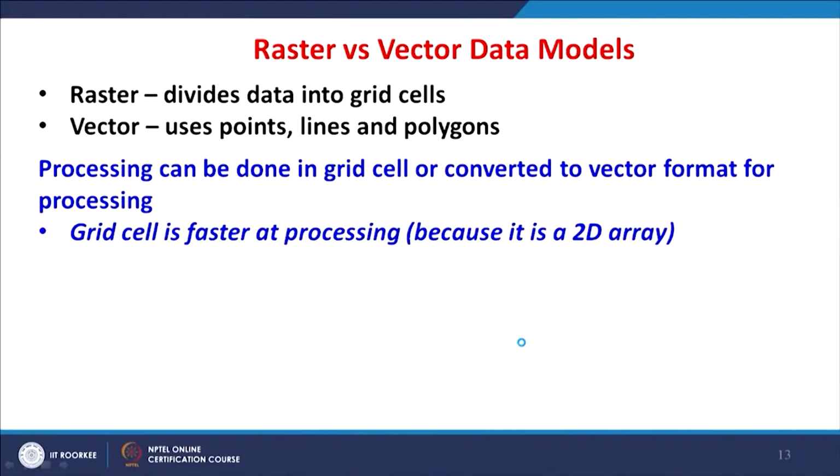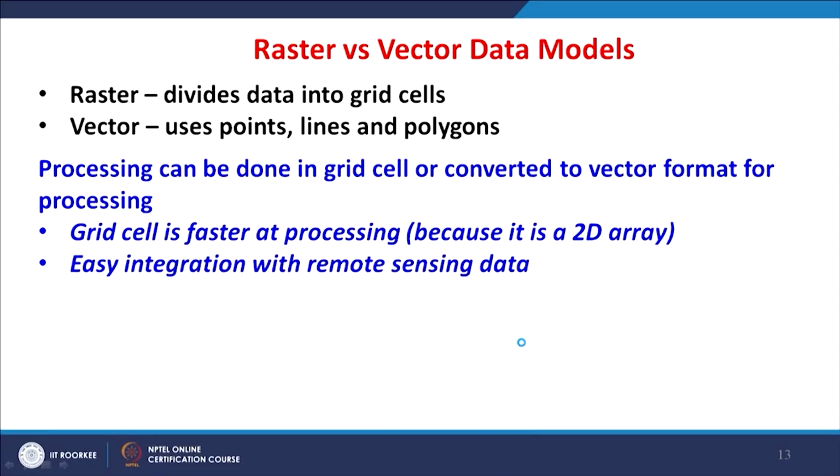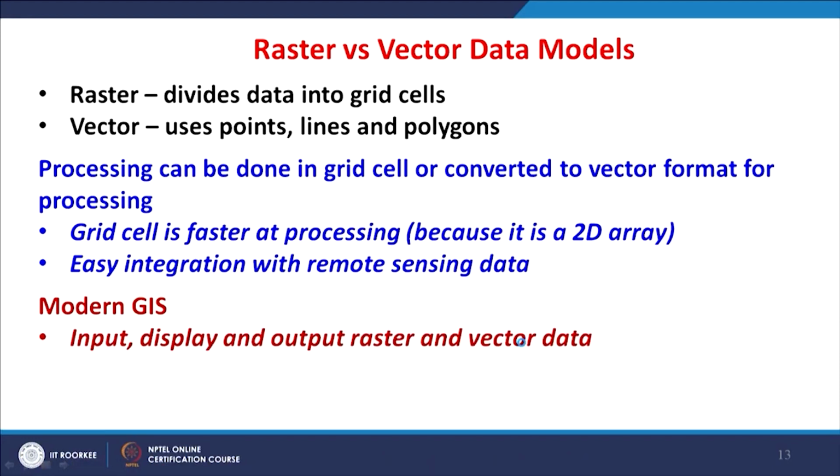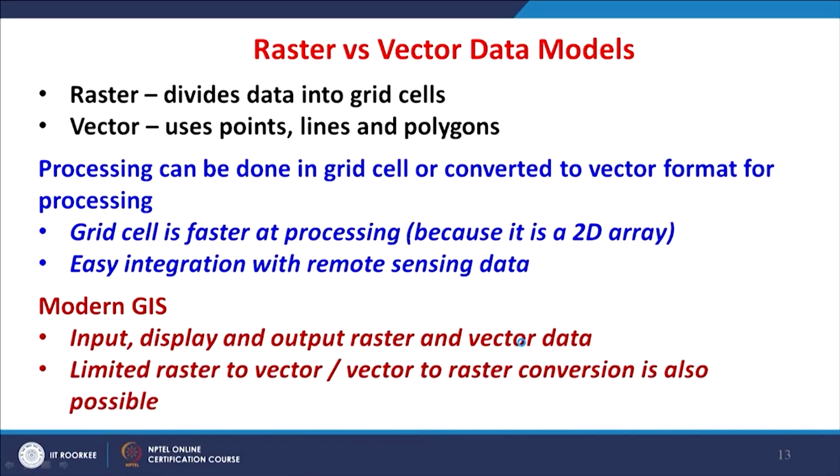The processing part is quite fast in case of raster if it is not a very big data set, being a 2D array, and there is easy integration with remote sensing data. Modern GIS all allow and support handling of raster and vector data.